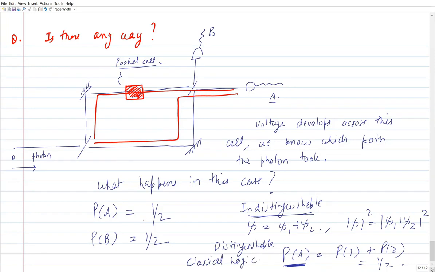So this is something really fascinating about quantum mechanics.